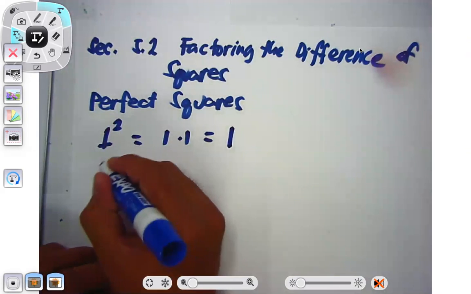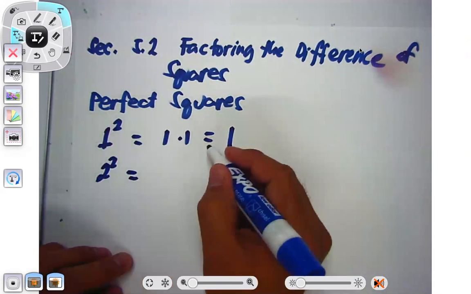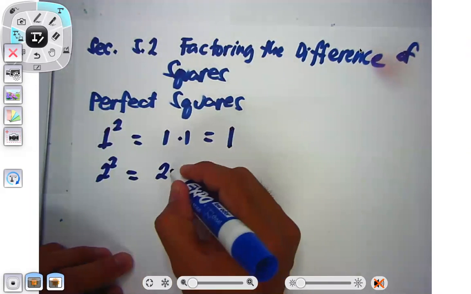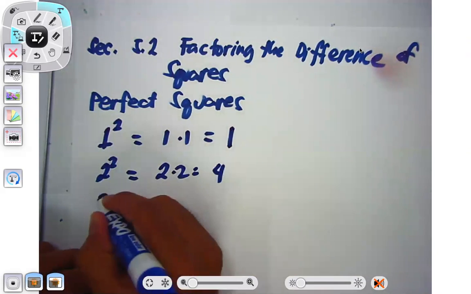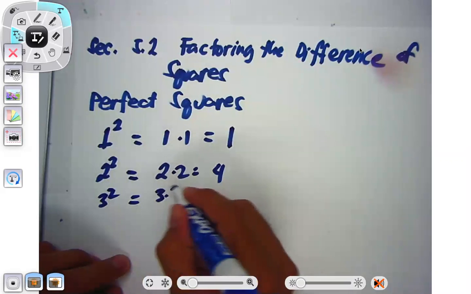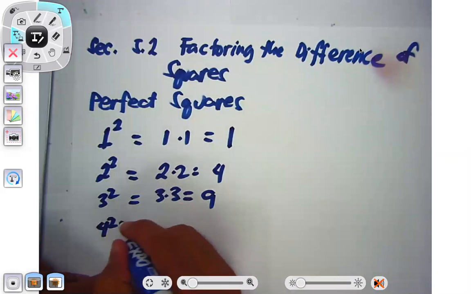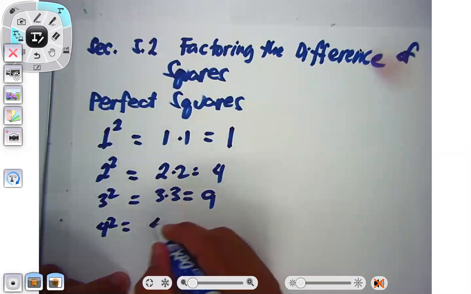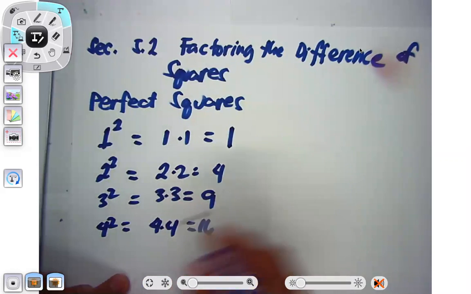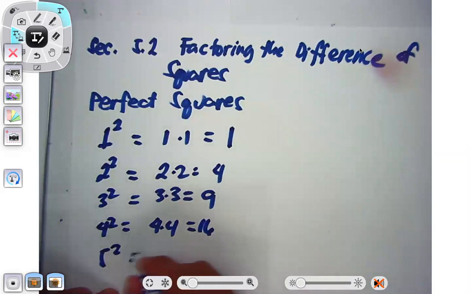How about 2 squared? That will be 2 times 2, and that gives us 4. 3 squared, 3 times 3, you have 9. 4 squared, it's 4 times 4, 16. I just try to write all those. 5 squared, 5 times 5, 25.